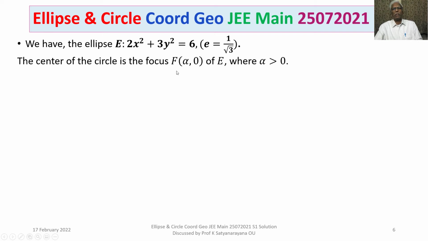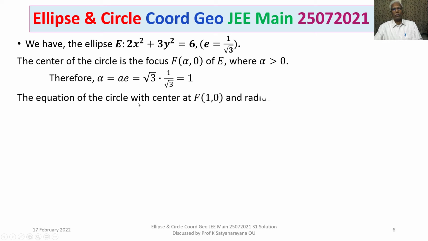On the positive x-axis, the focus is (ae, 0). So therefore, α is equal to ae, where a is root 3 and e is 1 by root 3. So α will be equal to 1. So we are drawing a circle with the center at (1, 0) and radius 2 by root 3.